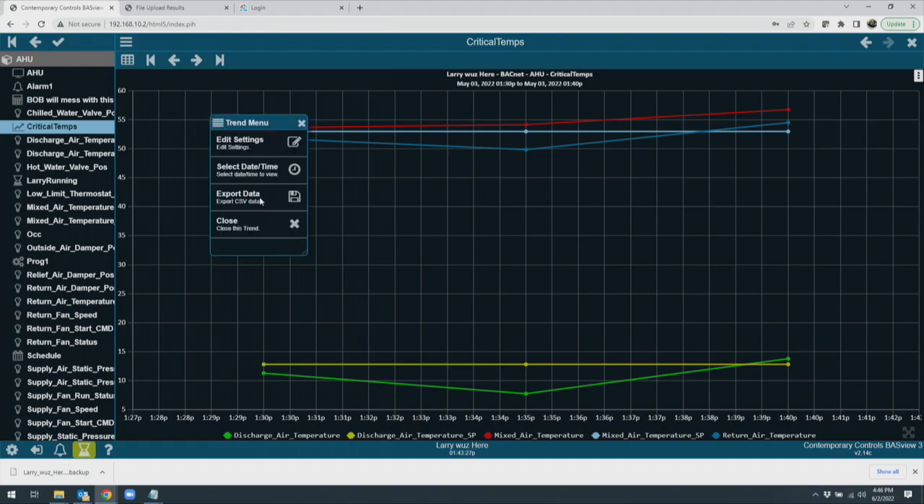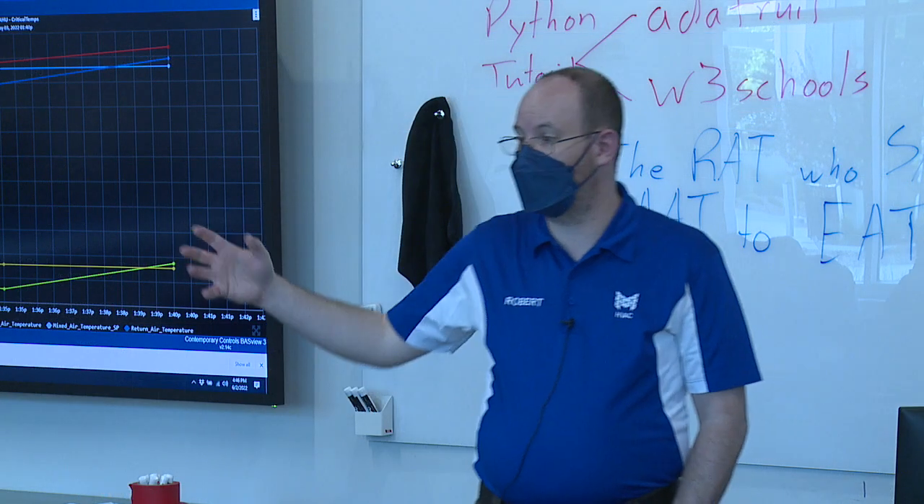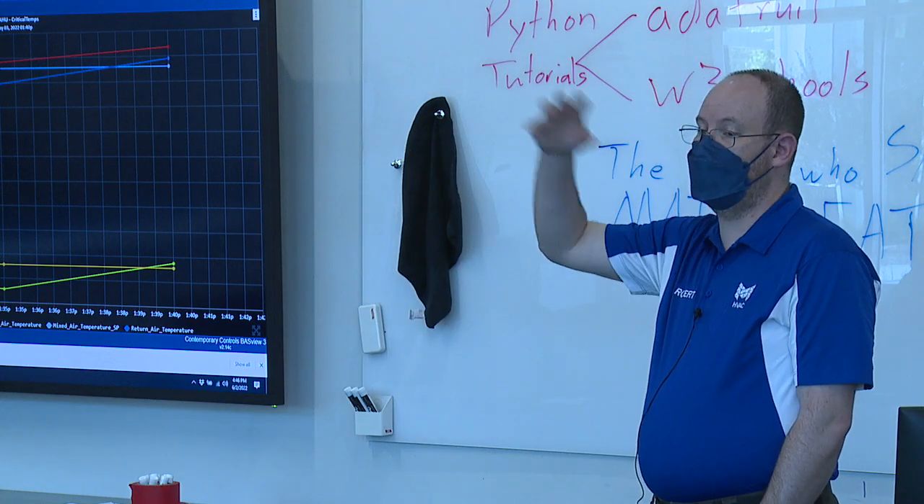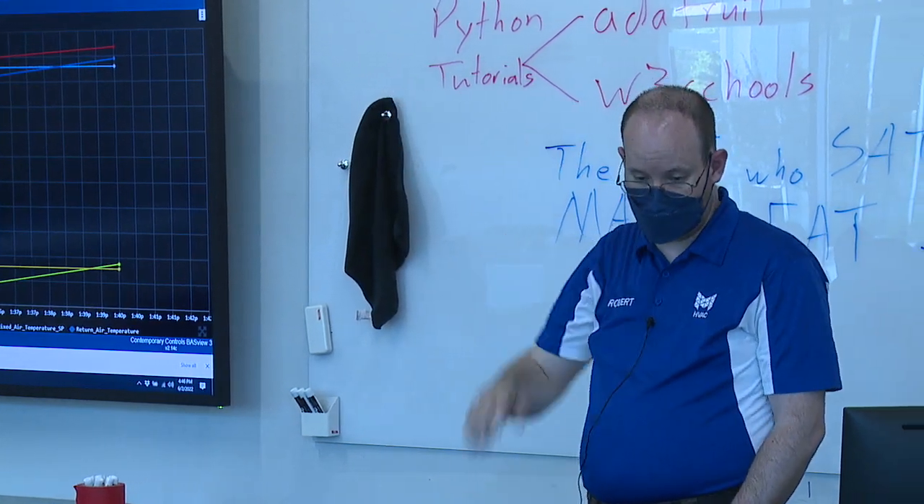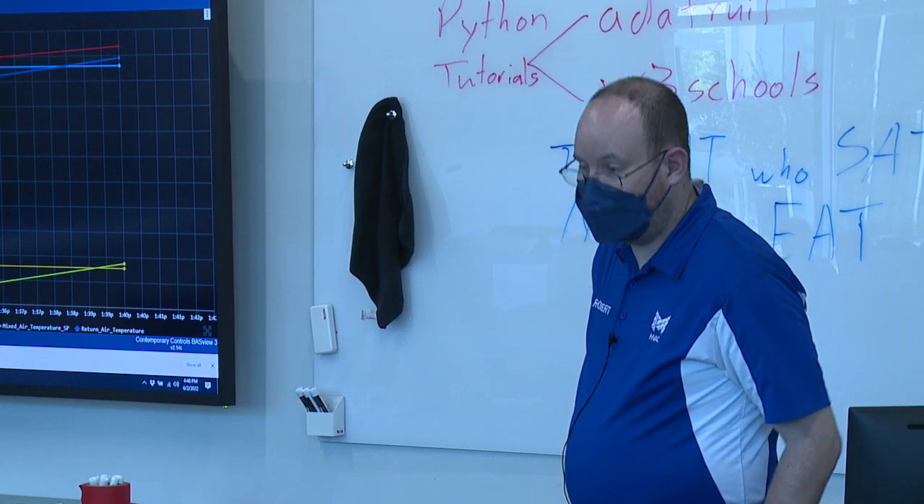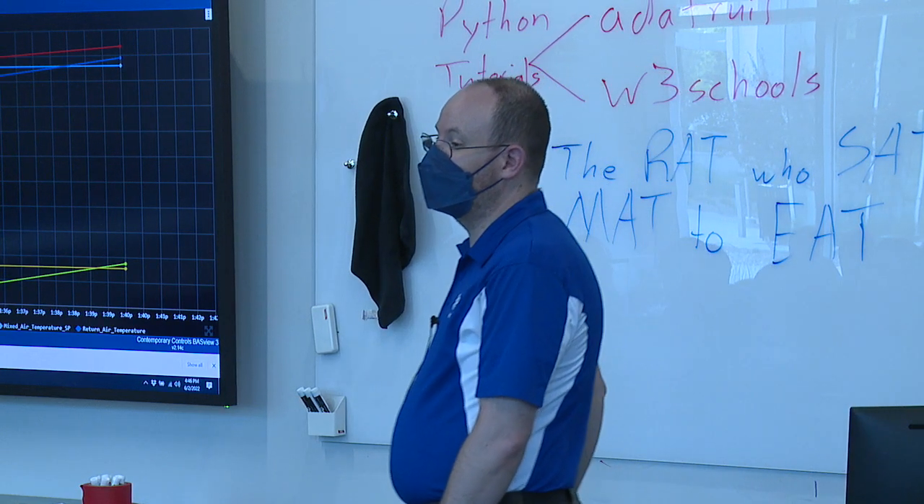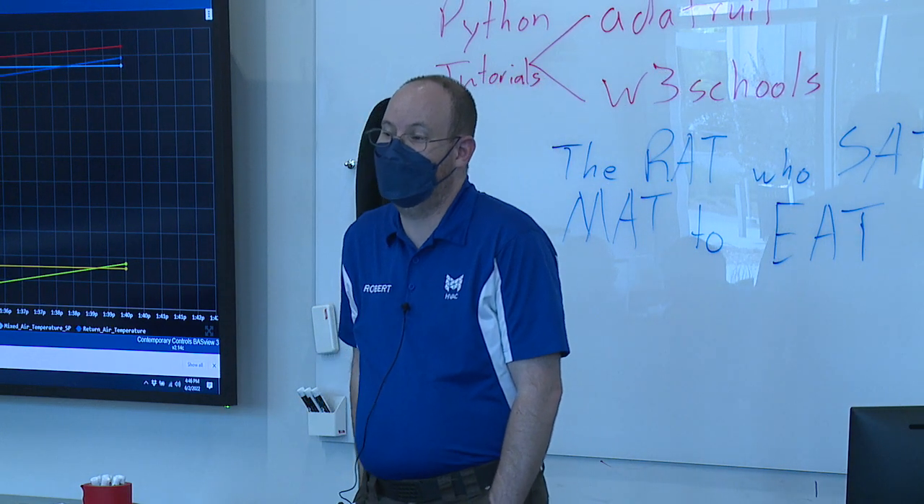Export data. You've got to be in the graphic view, and then right-click on the chart, and you've got your options. This was how we set up our initial points and stuff. So again, if you're not sure where to go, start right-clicking on things. You'll get there eventually.